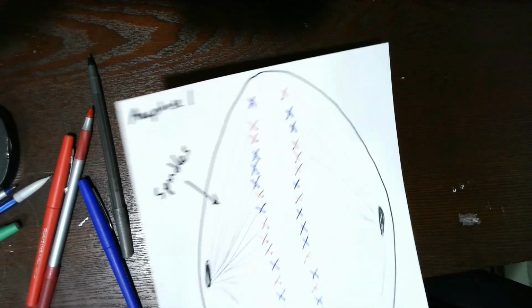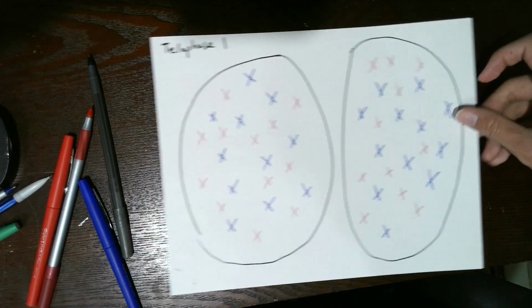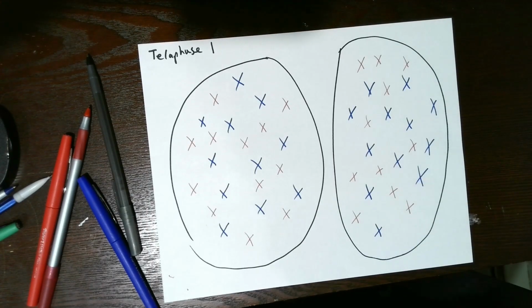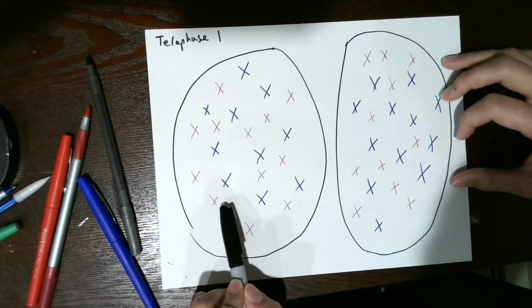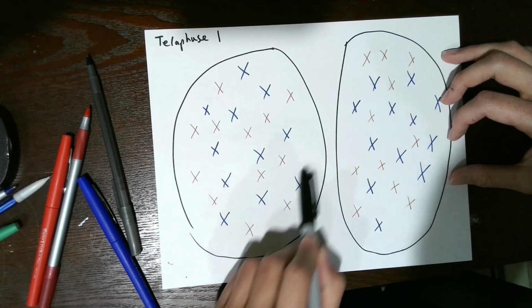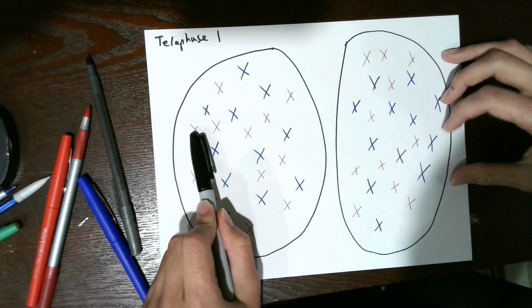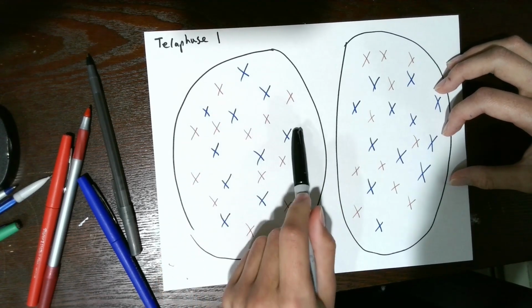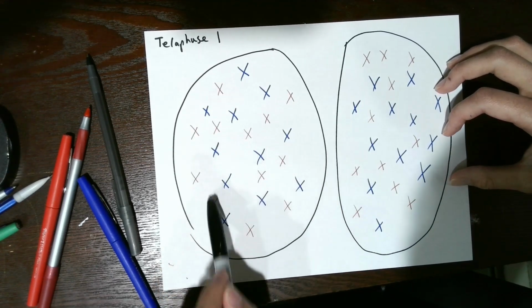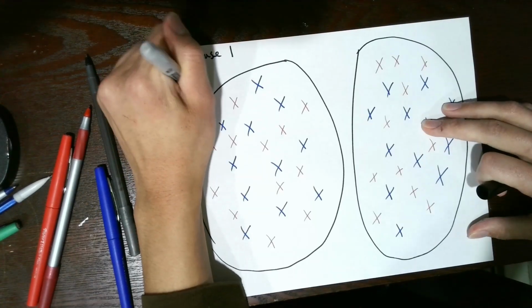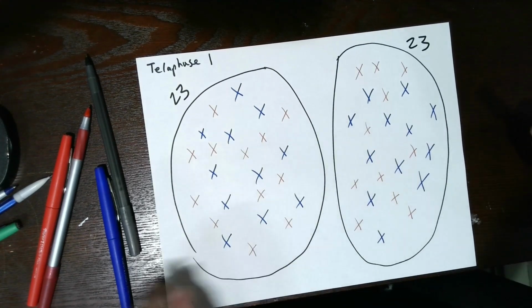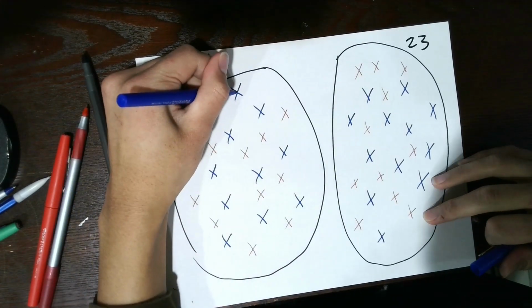And then once they reach the other side of the cell, the membrane starts to split, and we get telophase 1. So telophase 1 looks like that. And if we look closely and count chromosomes, let's just count 1, 2, 3, 4, 5, 6, 7, 8, 9, 10, 11, 12. We have 23 chromosomes in this cell and 23 chromosomes in this cell. Because remember, we count chromosomes by the number of centromeres.